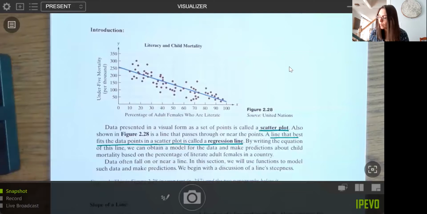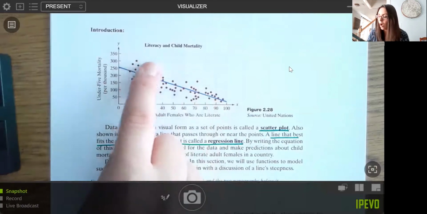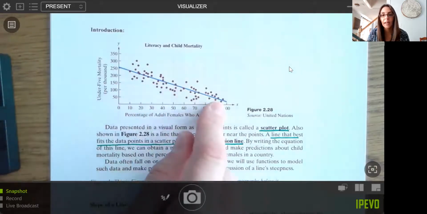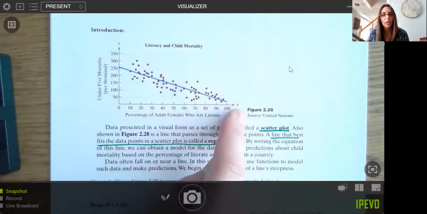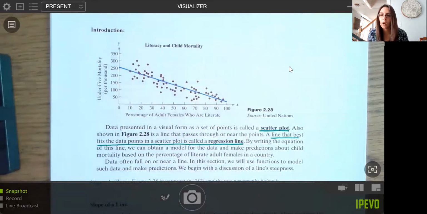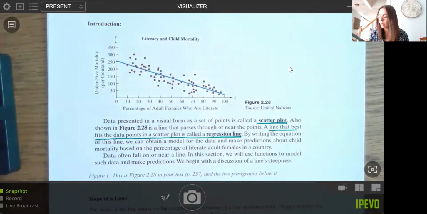You want to keep in mind too that we want to find the line that best fits the data. So it's obviously not going to be a perfect fit. There are plenty of data points that are not on this exact line, but you can see that it does fit the data pretty well overall. It runs right through the middle of that data. Your regression line is sometimes also called the line of best fit. So you hear those words, best fit, often.